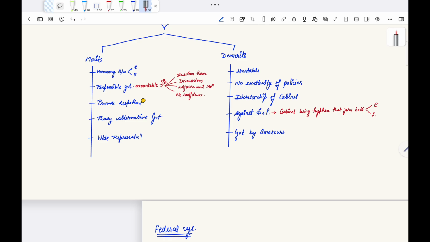So this was the point. Next, government by amateurs. Maybe people who are getting elected are good at convincing the people and creating an impact, but when it is about taking decisions or making policies, they might not be the best fit for that. So that's why it is said to be a government by amateurs. With that note, that is it for today.